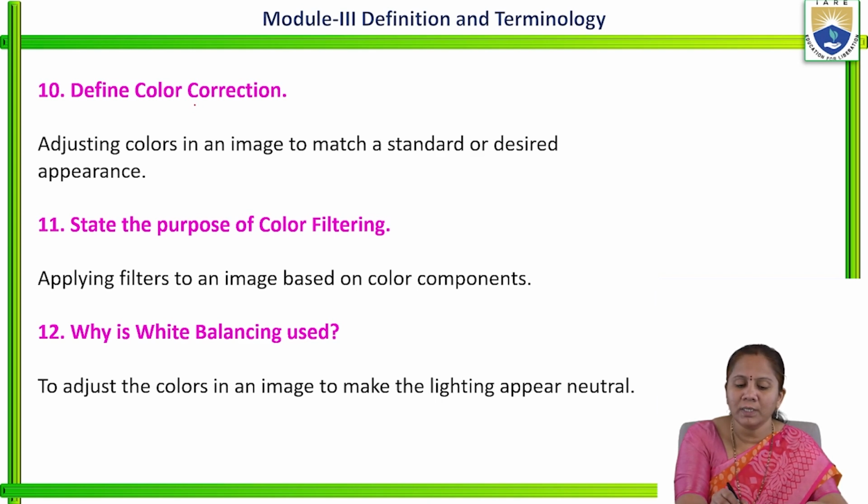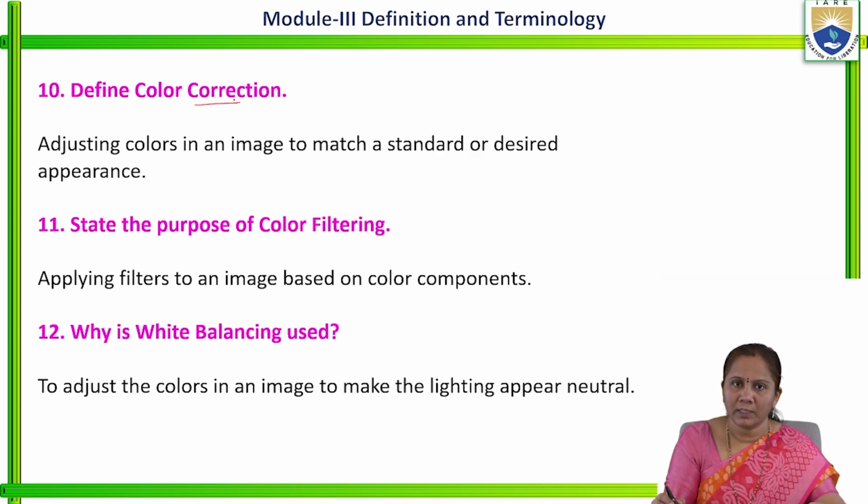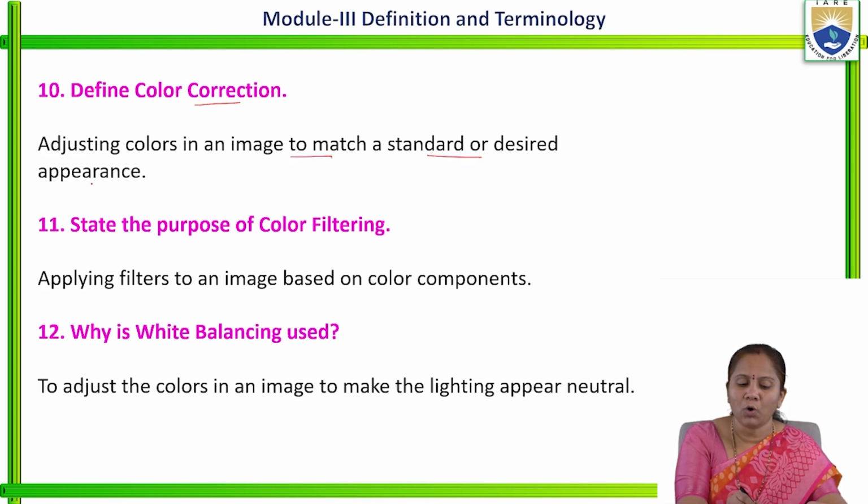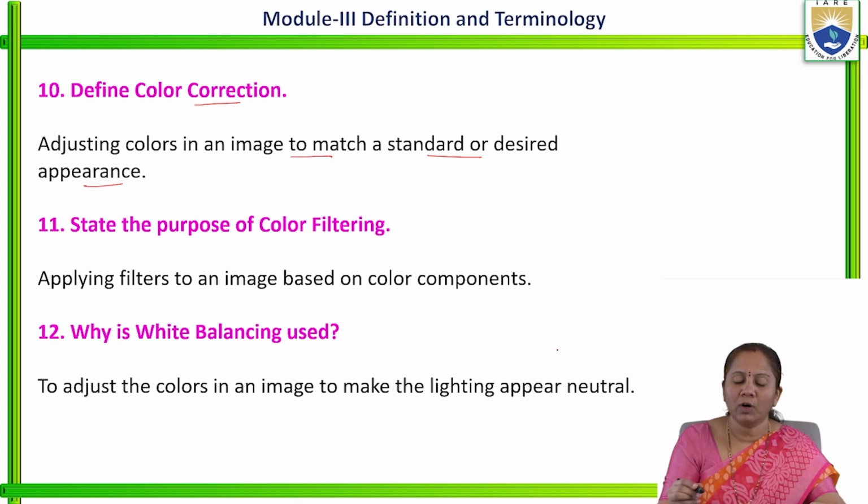And next one is define color correction. So adjusting the colors in an image to match a standard or desired appearance is called color correction. So state the purpose of color filtering. That means what is the purpose of performing filtering operations for color images. So applying filters to an image is based on the color components, such as RGB or YUV or CMY. Based on the color components, the color filtering will be applied.